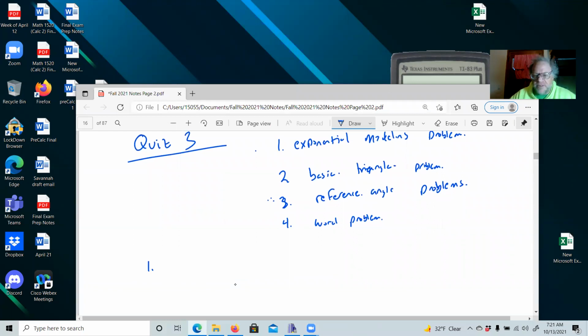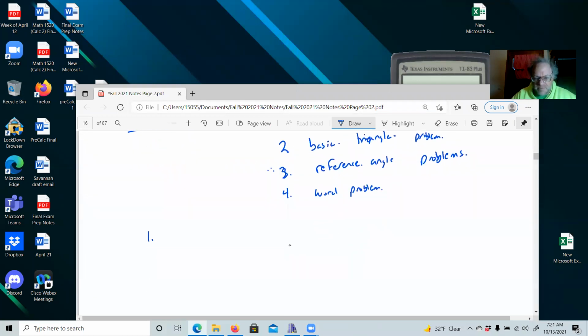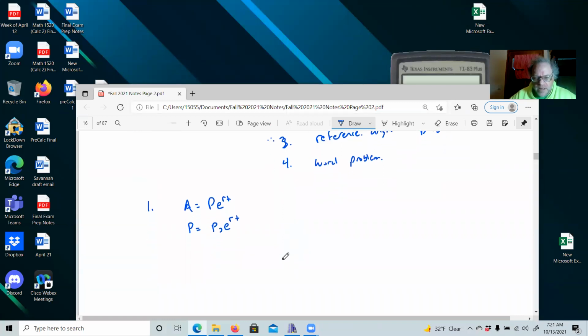So your basic, not basic, but your exponential modeling. Okay, you have to know 3 formulas. You have to know interest. Okay, you have to know population. Okay, and then you have to know, I think your book uses Q. Okay, 1 for interest, 1 for population, and 1 for radioactive decay.